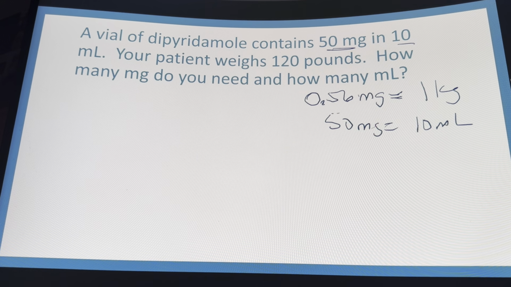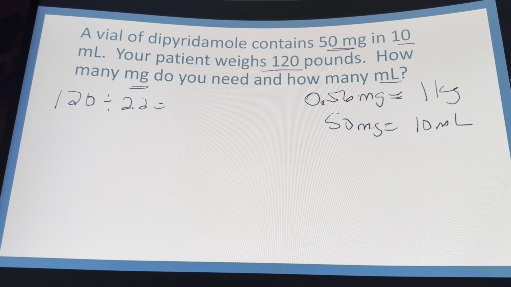My patient weighs 120 pounds. I want to know how many milligrams and how many mLs. So the first thing I'm going to do is convert my 120 pounds divided by 2.2, that's going to give me kilograms. 120 divided by 2.2, I've got 54.5 kilograms.